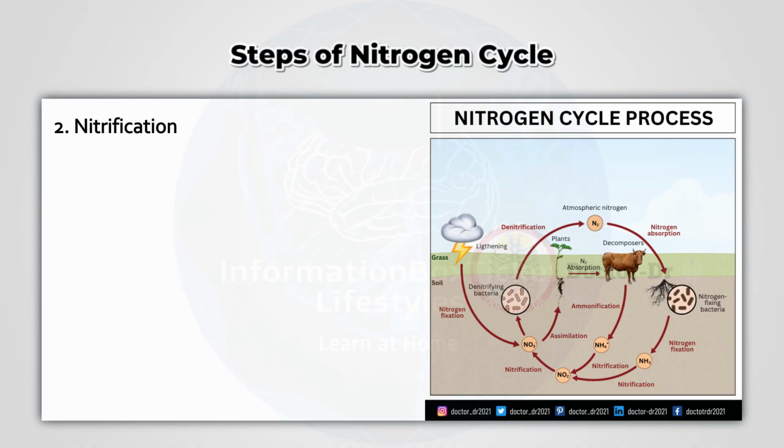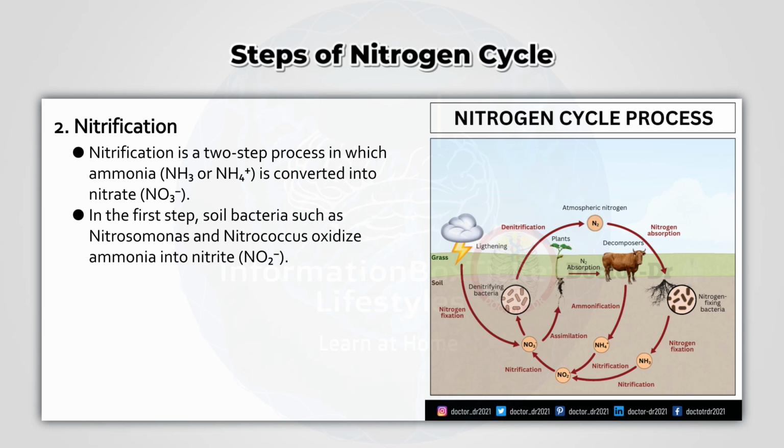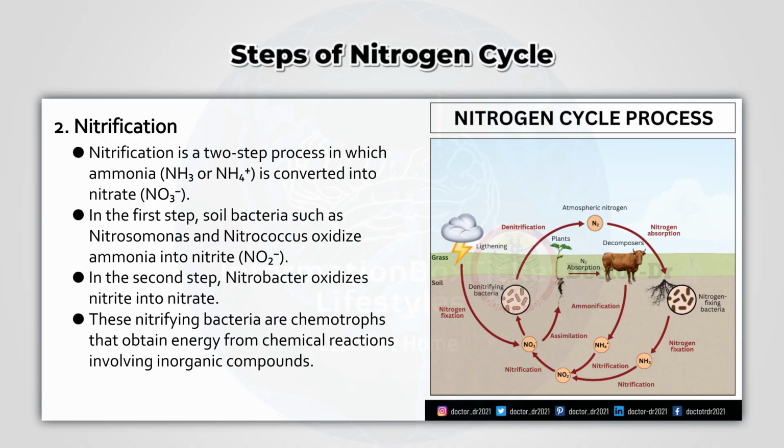2. Nitrification. Nitrification is a 2-step process in which ammonia is converted into nitrate. In the first step, soil bacteria, such as Nitrosomonas and Nitrococcus, oxidize ammonia into nitrite. In the second step, Nitrobacter oxidizes nitrite into nitrate. These nitrifying bacteria are chemotrophs that obtain energy from chemical reactions involving inorganic compounds. Both steps of nitrification are aerobic and require oxygen.